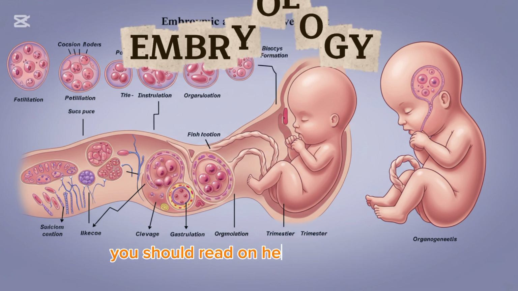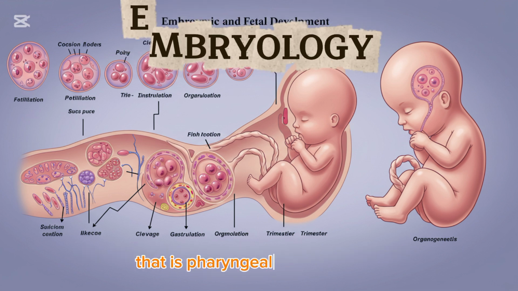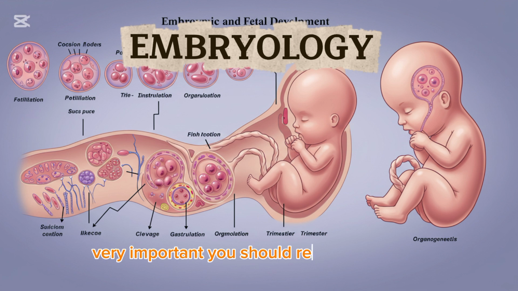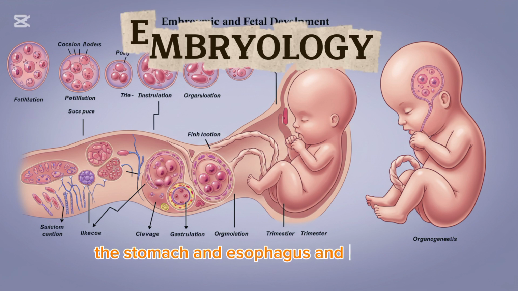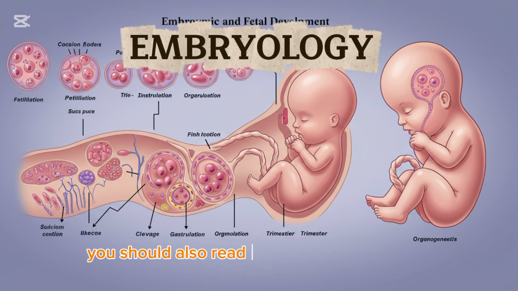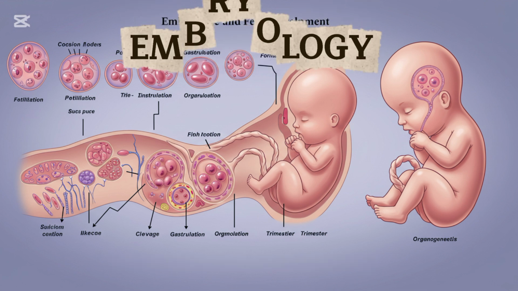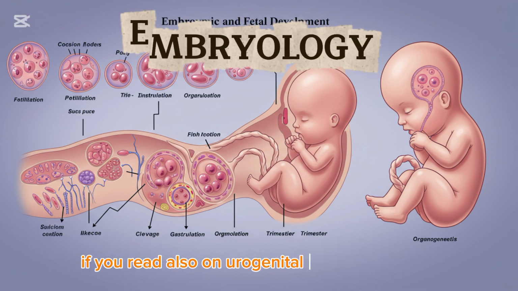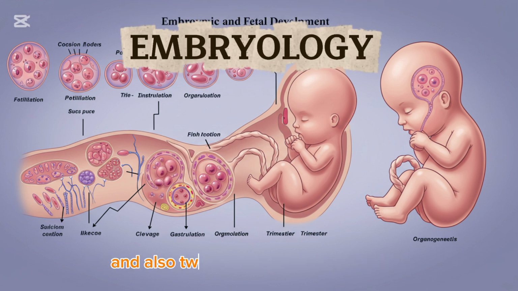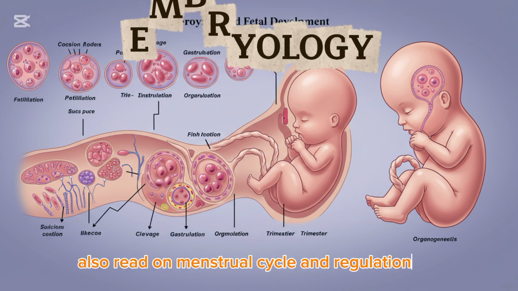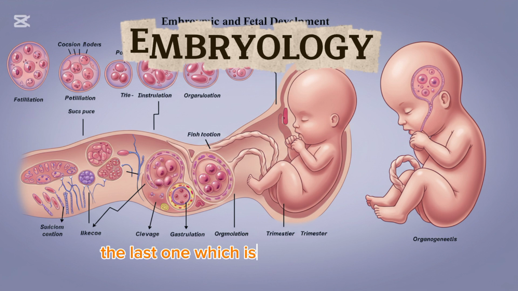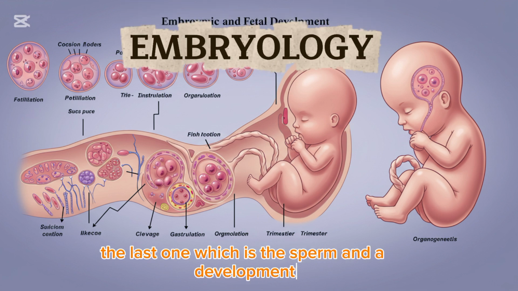For embryology, you should read on head and neck development, that is the pharyngeal apparatus, very important. You should read on CVS development. Then you should read on GIT, gastrointestinal tract development, the stomach, esophagus, and everything else. You should also read on musculoskeletal development. You should also read on teratology. You should read also on urogenital development and also twinning and implantation. Also read on the menstrual cycle and regulation. The last one is sperm and egg development.